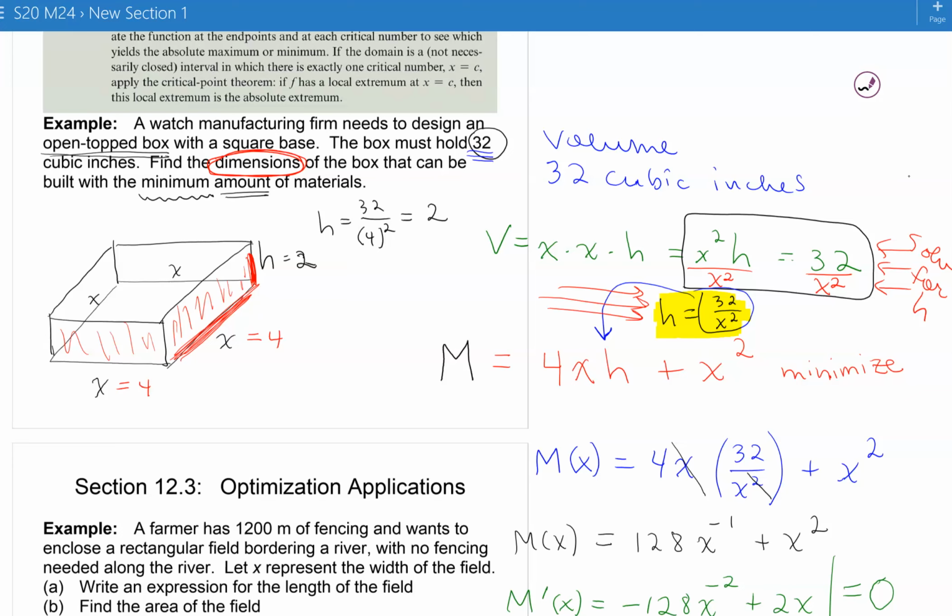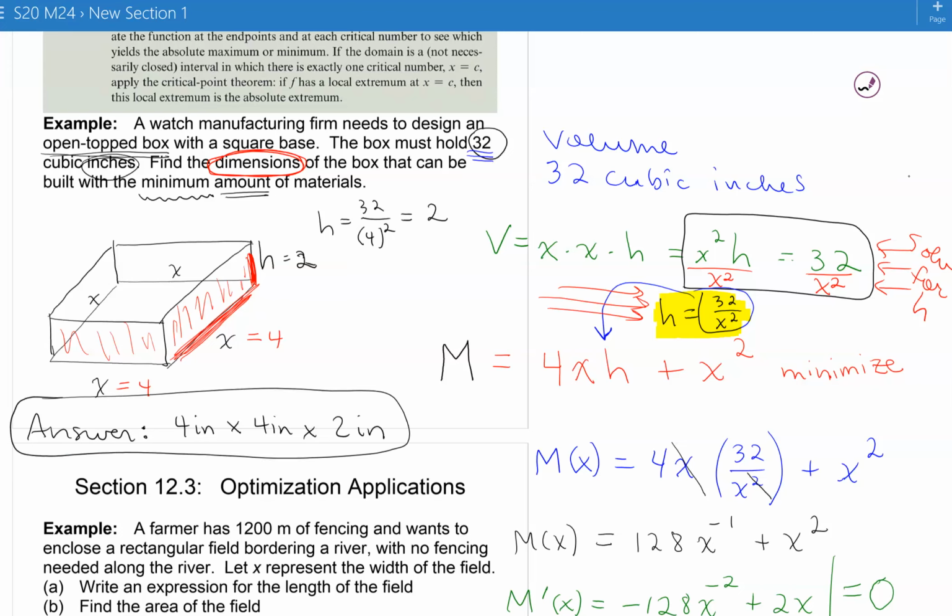And the dimensions are in inches, since the volume was in cubic inches. So our answer is going to be 4 inches by 4 inches by 2 inches. So that's the dimensions of the box.